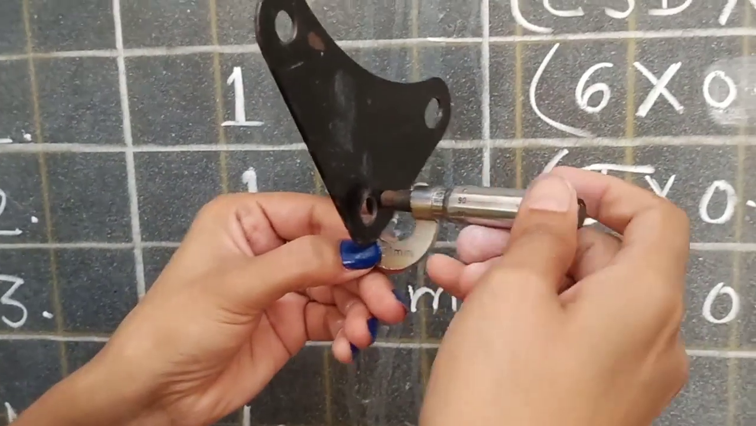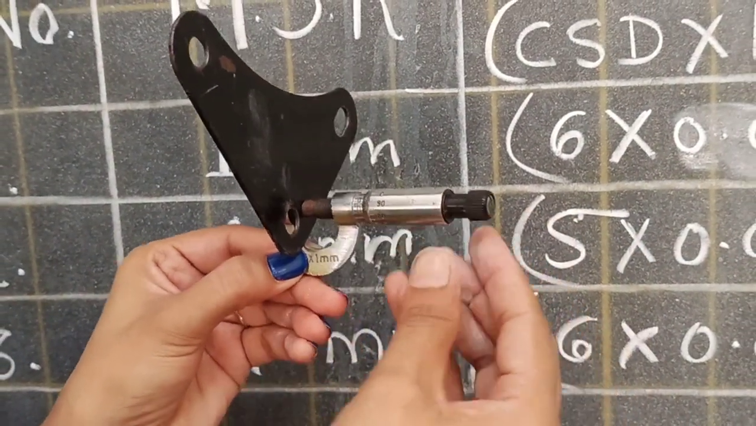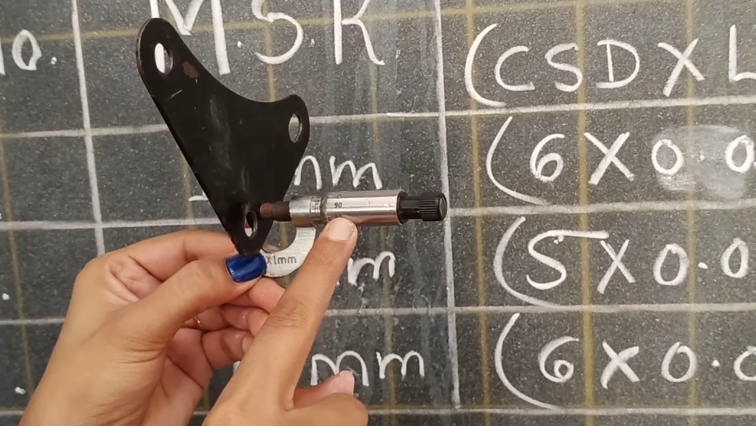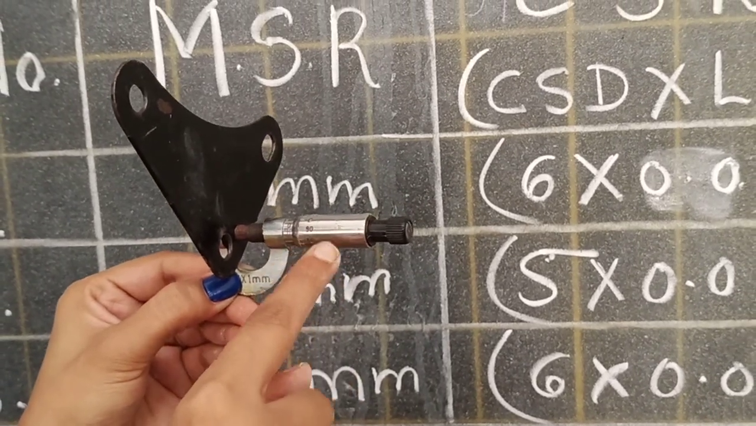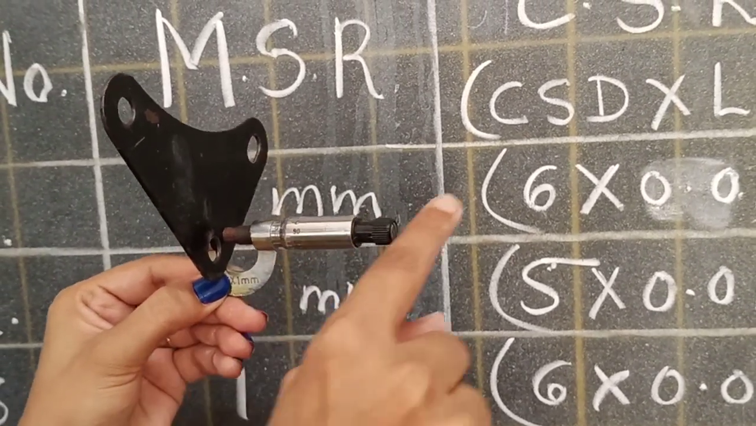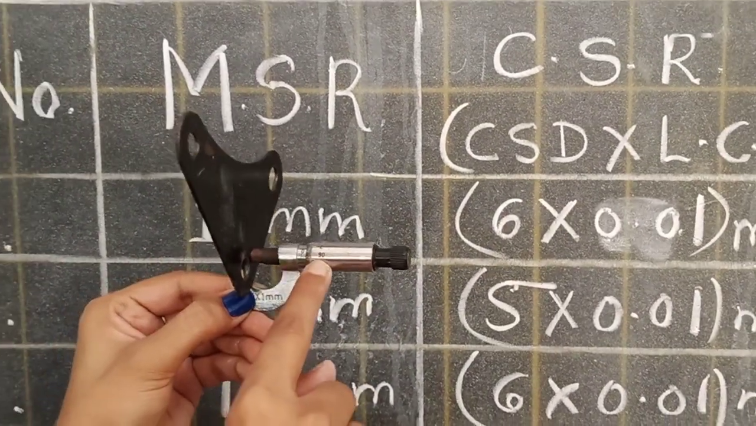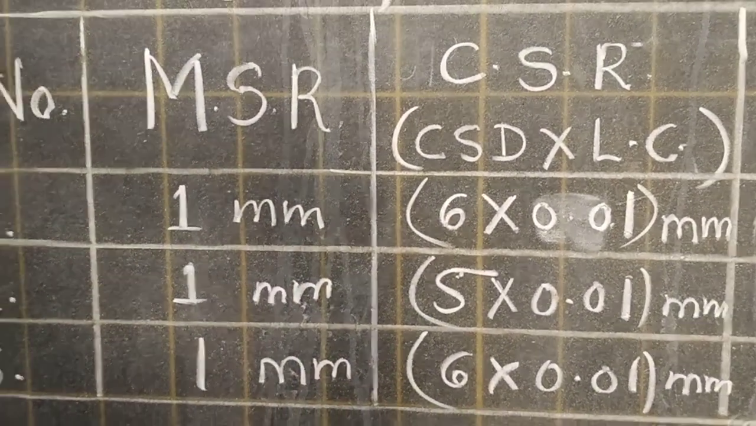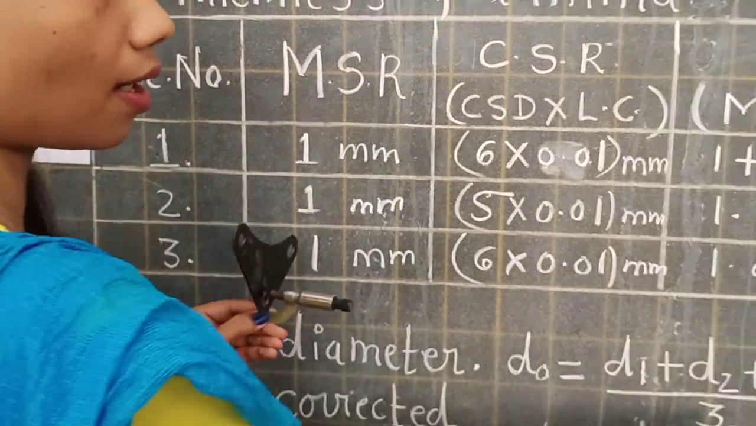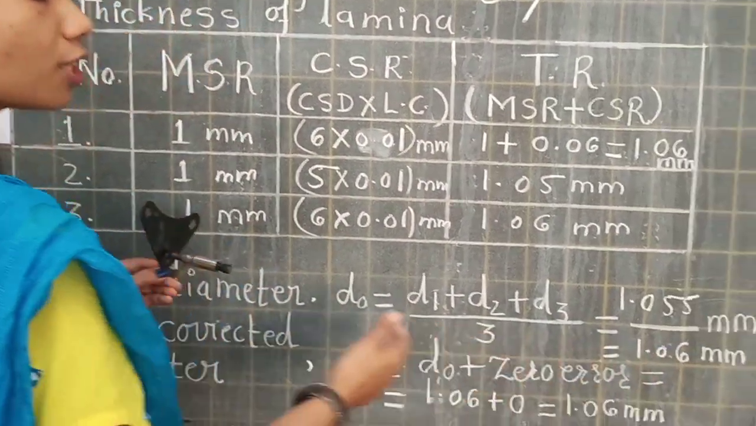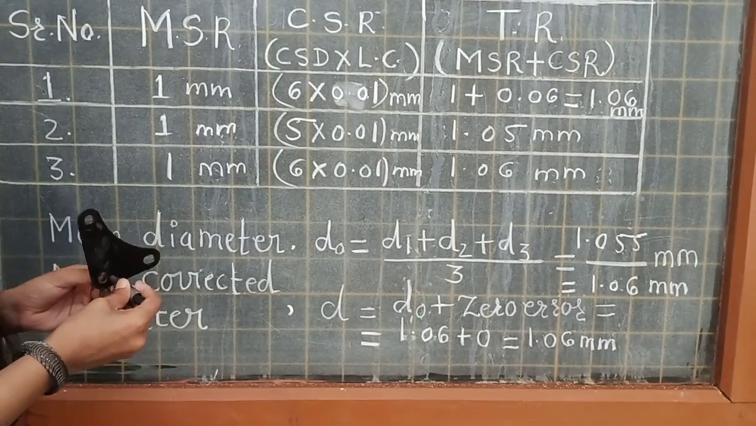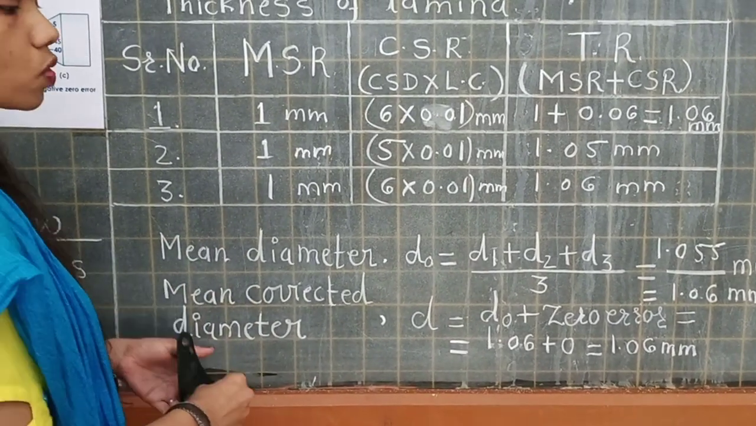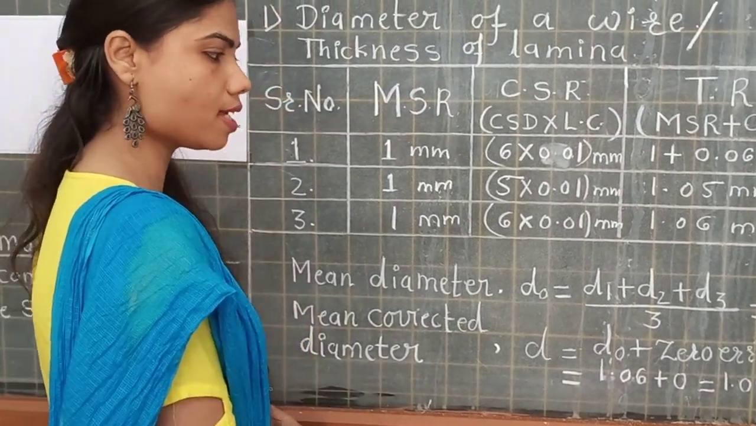Okay, so this is how you are going to fix your lamina, and this will be your main scale reading, this will be your circular scale reading, and you are going to multiply this circular scale division with the least count, then only it will be the circular scale reading. And again you are going to get the mean thickness of the lamina, and the reading will be with the unit millimeter. You have to make sure it is in millimeter, and again add the corrected reading, so you will get the thickness of this lamina.